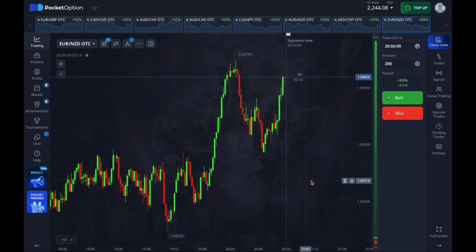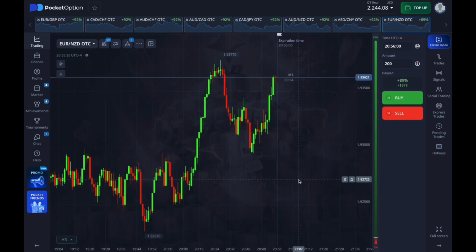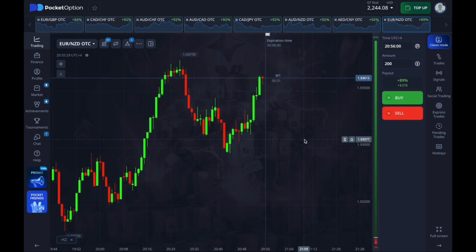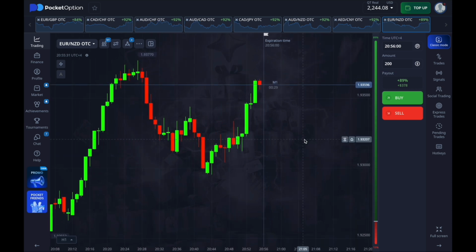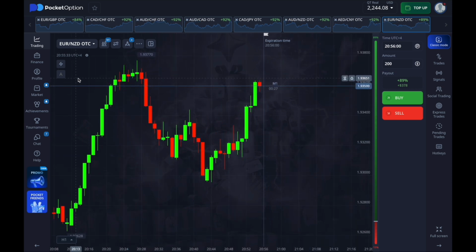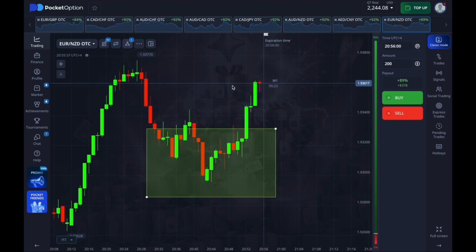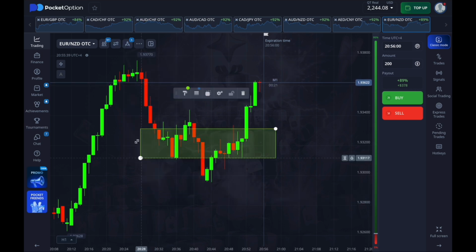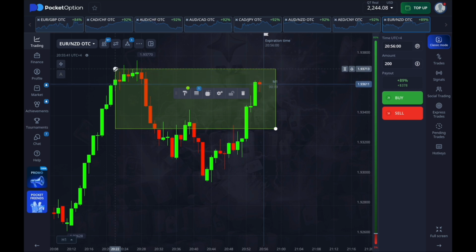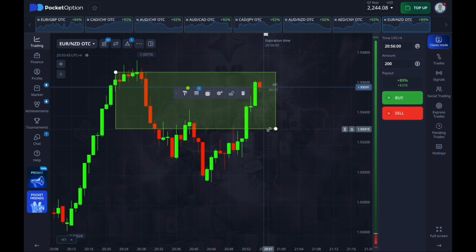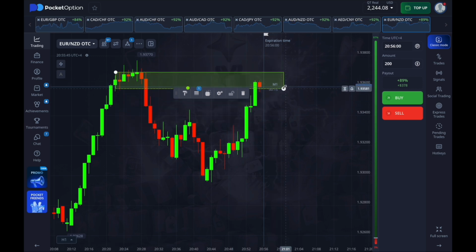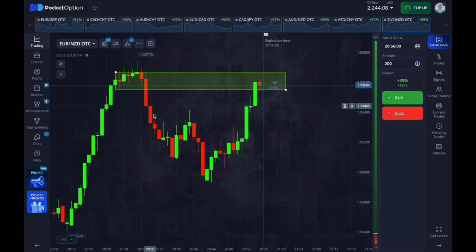Alright traders, I can see another great setup developing here. The market is approaching a very strong supply zone. Instead of marking it with a single line, I'm going to draw a rectangular box and highlight the entire supply area. So this rectangular box represents our supply zone. This approach helps you visualize the zone more accurately and makes it easier to filter out low quality trades. Now take a look at what happens when the price reaches the supply zone.